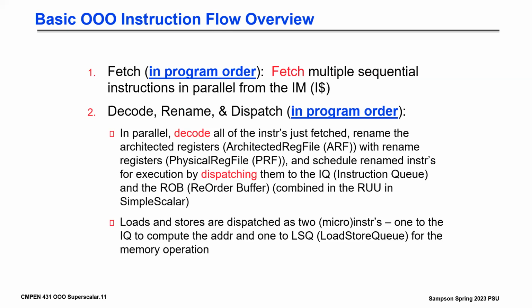I mean, you can look at issues with overfetch, where you're fetching past control decisions, but that's nothing new with respect to our in-order designs. Our superscalar in-order designs already did this. So I can fetch your entire program in parallel, and that's not a problem until I try to execute it in parallel.